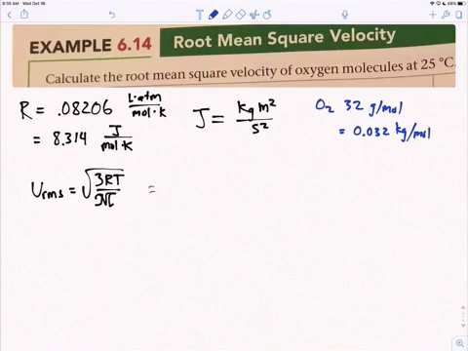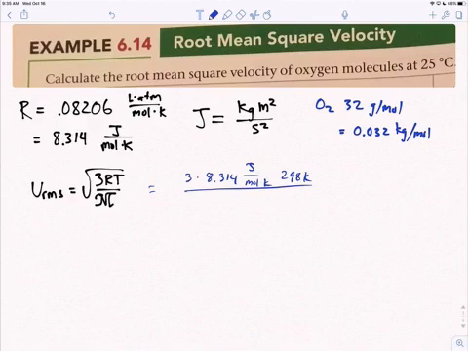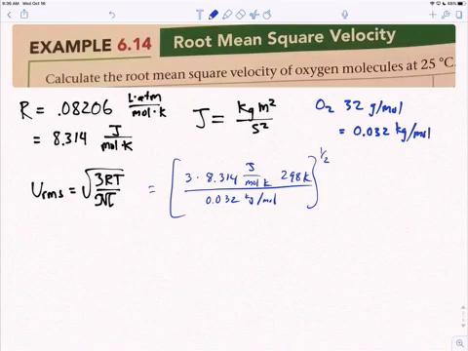You're good, Phil. Okay, so we put 3R, which is 8.314 joules per mole Kelvin. Temperature is 298 Kelvin. All over molecular weight, 0.032 kilograms per mole. And a square root, that's the same thing as taking something to the half.